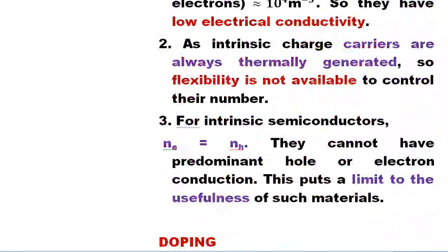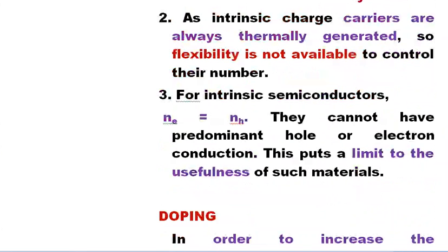Dear students, for intrinsic semiconductors, as we have discussed, the number of electrons is equal to the number of holes. They cannot have predominant holes or electrons for conduction. This puts a limit on the usefulness of such materials. As a whole, we may say intrinsic semiconductors are not useful in our daily life.